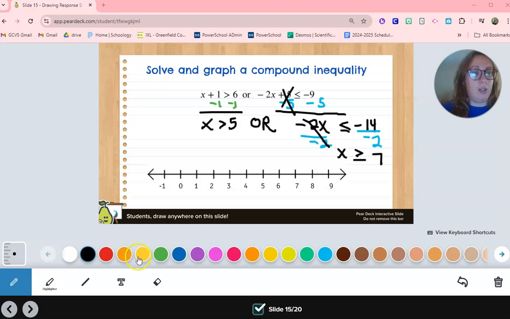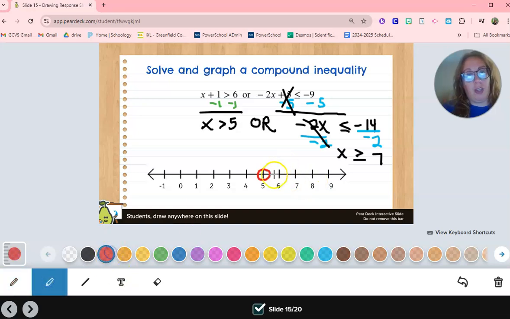So we're going to do an open circle on 5. So it has to be greater than 5, and we're going to shade it to the greater side. And also, or it can be greater than or equal to 7. So we put that closed circle on 7 and greater. So essentially, it can be greater than 5, and that would satisfy both of these inequalities here. Okay.